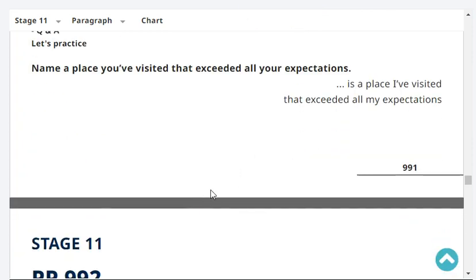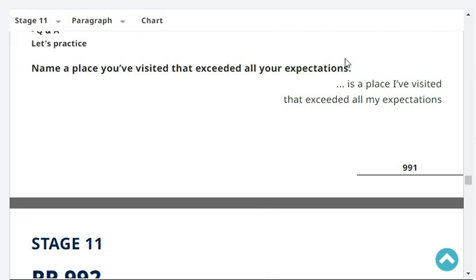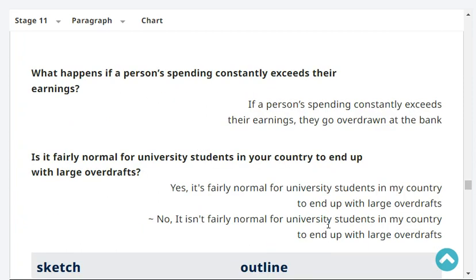Let's practice. Name a place you visited that exceeded all your expectations, please. Mount Fuji is a place I visited that exceeded all my expectations. Very good.